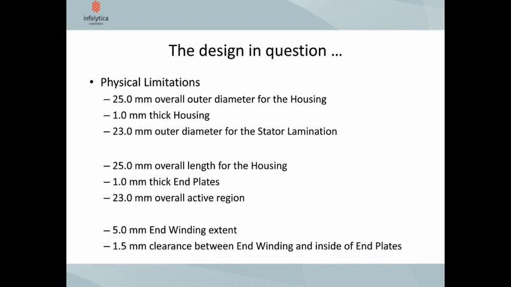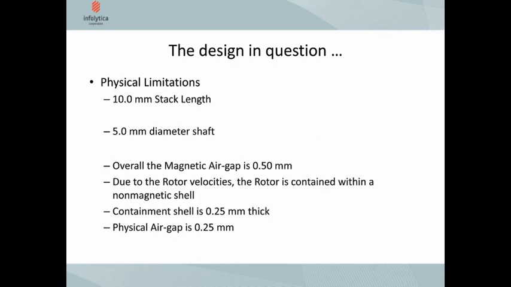We're also assuming that we'll have 5 millimeter end winding extents on both sides with a little bit over a millimeter in clearance. This results in a stack length of 10 millimeters. And with our choice of 5 millimeters for the diameter of the shaft, we've got a pretty good example of what we're going to use with respect to the package size.